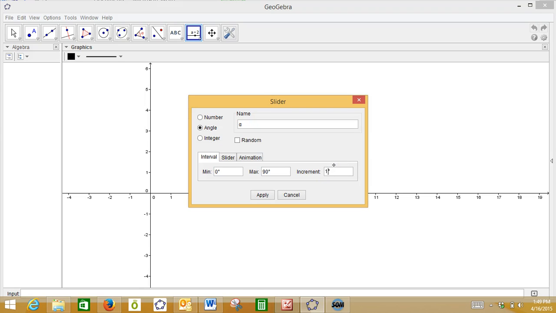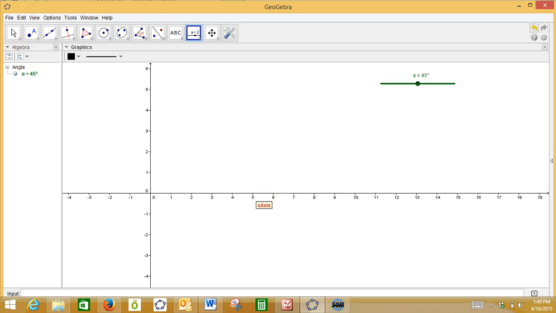That sounds good to me. Alright, so now we have some slider. It's going to be an angle now from 0 to 90 degrees. Okay, so first things, let's create a vertex point. I'm going to put right here at the origin at 0, 0. And then I'm going to put just some point on the x-axis.